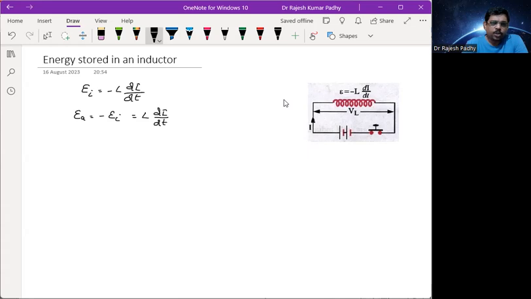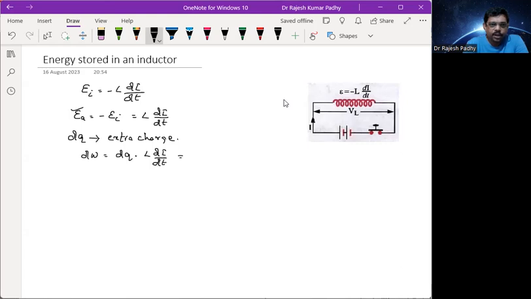Now, if we want to send a small amount of charge, suppose dq amount of charge, further through this inductor, then obviously we have to do some work. Hence, what is the work? Work dW, we know, work done W equals Q into V, or charge times the potential difference. Now, the potential difference applied is E applied. Hence, work done dW equals dq, the charge, times the potential difference, L di by dt.